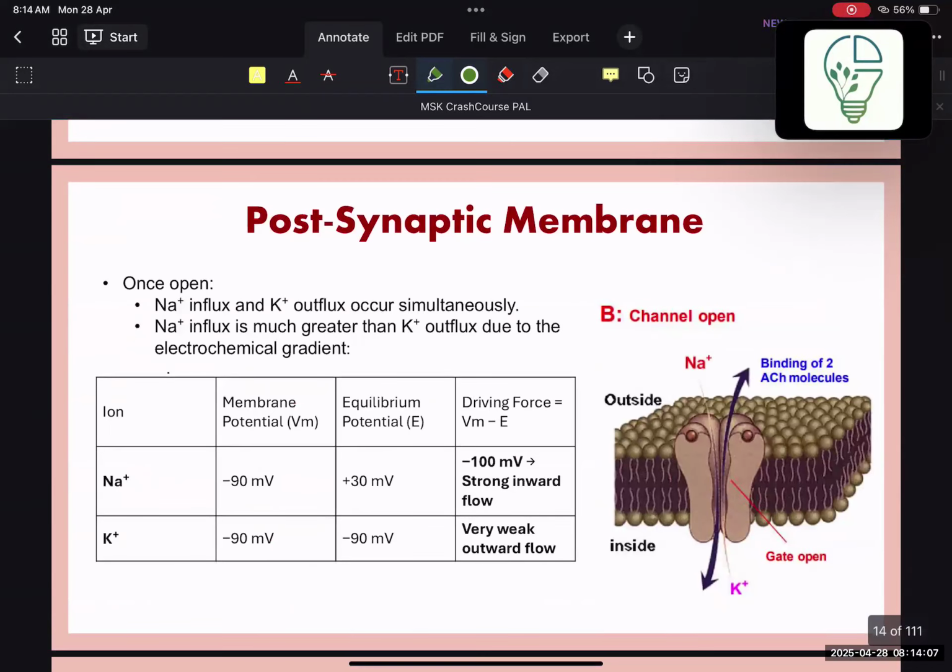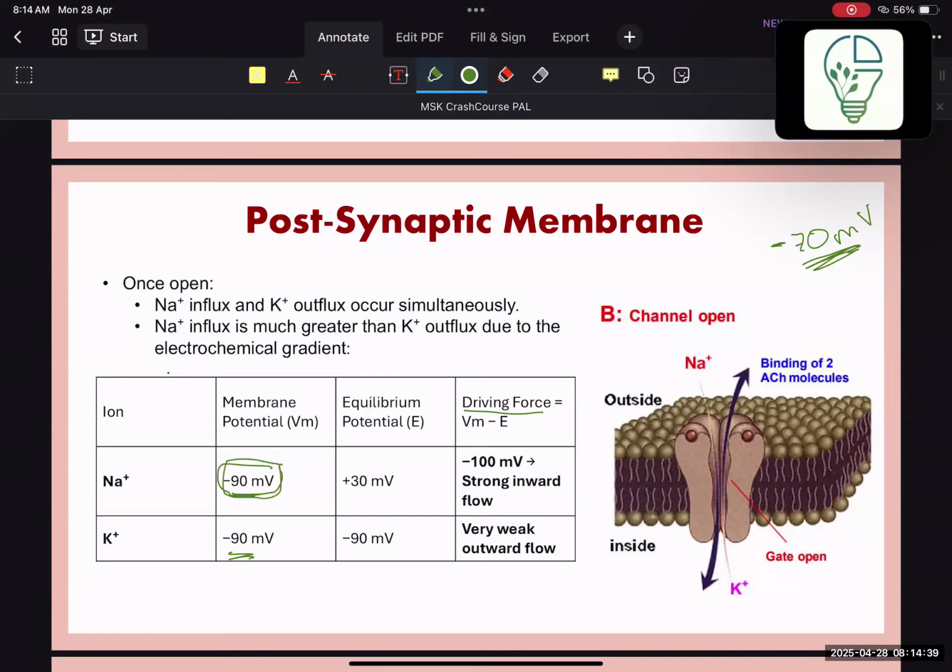Now, what happens after you open this cation channel? This concept is going to require us to go back to a concept that we took in foundation. So in skeletal muscles, your membrane potential is actually negative 90 mV. Usually, in neurons and in the cells that we talk about when we're talking about action potential, our membrane potential is usually negative 70 mV. However, for skeletal muscle specifically, it's actually negative 90 mV.